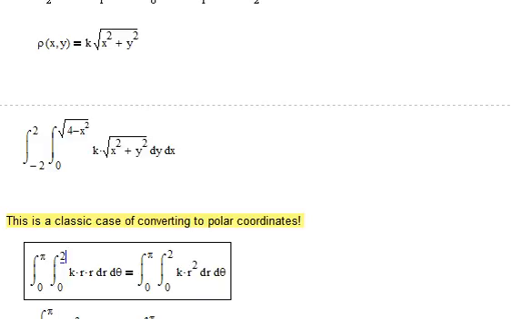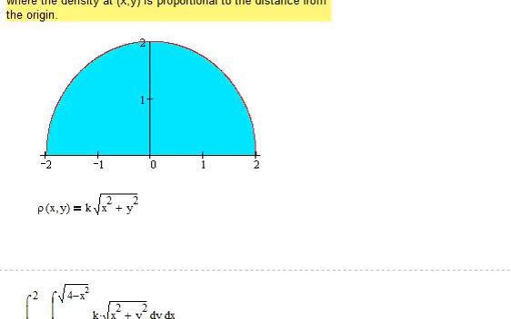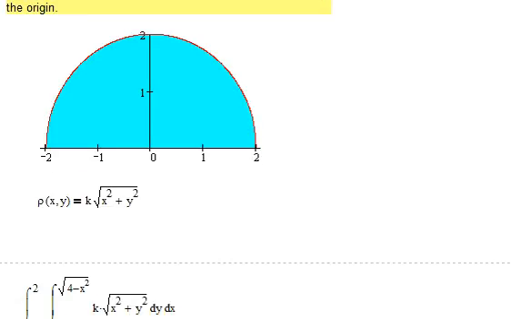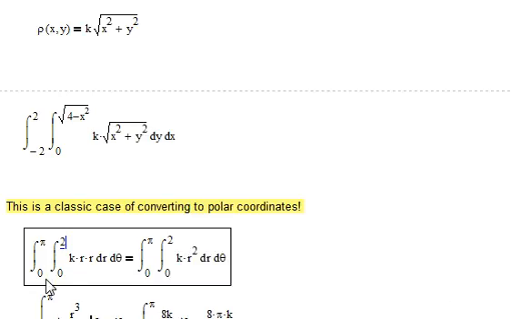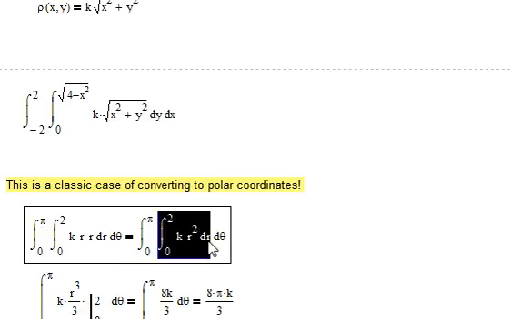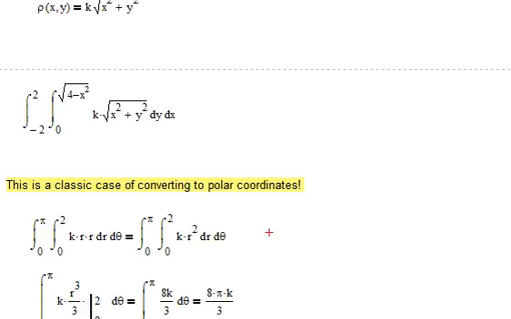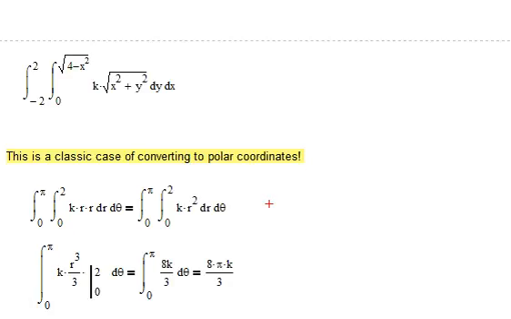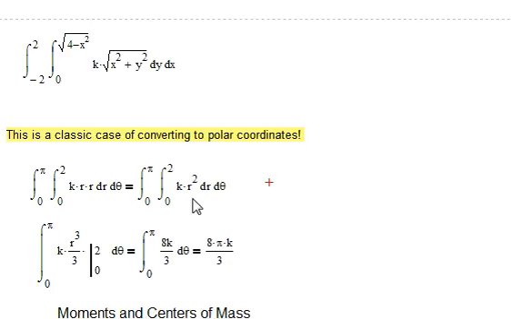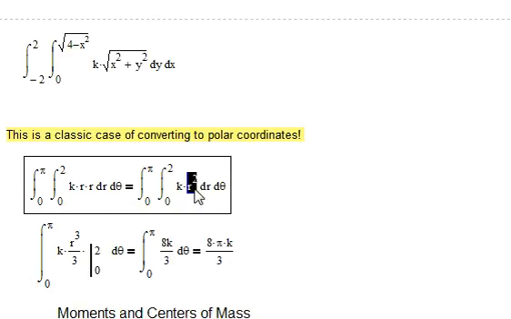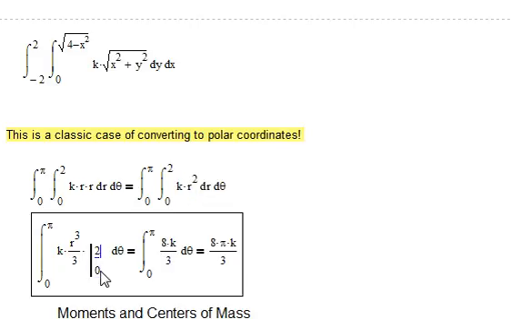And since it's only the semicircle and not the whole circle, if it were the whole circle I'd go 0 to 2 pi, but it's only the semicircle, so my theta limits are 0 to pi. And now let's just integrate this power function. So talk about nice and easy. We want to evaluate, integrating r, r cubed over 3, keeping in mind k is a constant, r going from 0 to 2. When you put in 0 you get 0, and when you put in 2 you get 8/3.